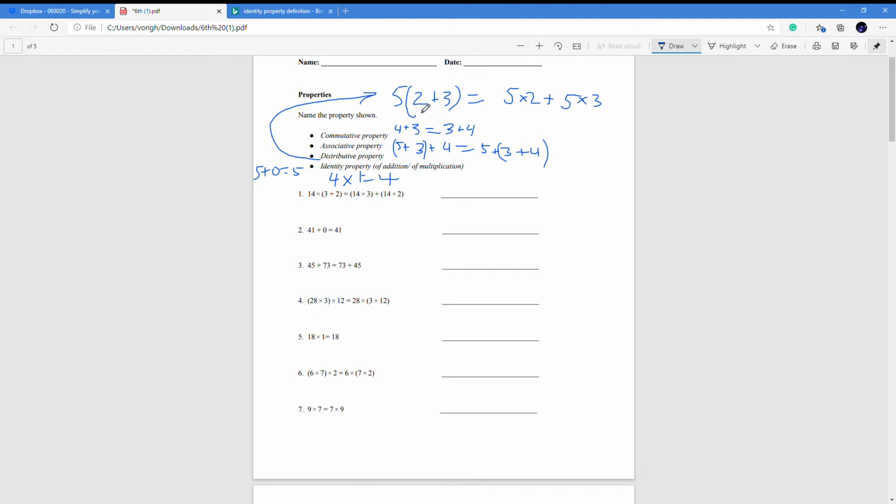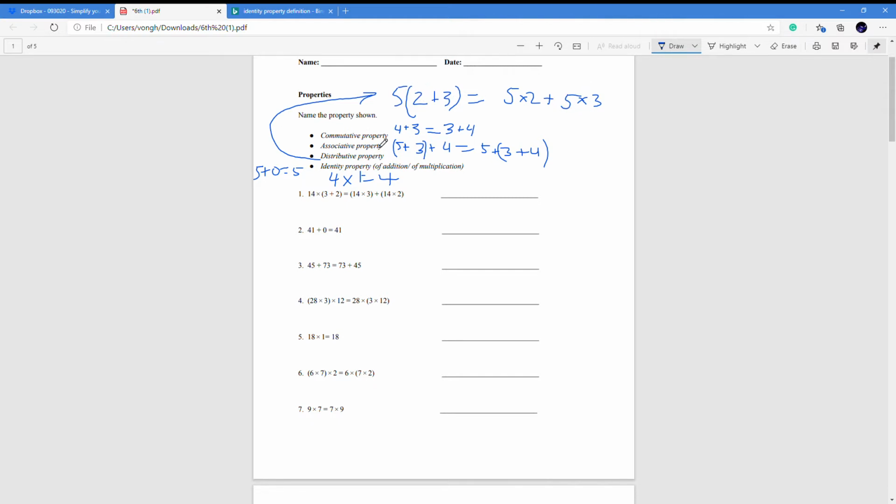And the distributive property is basically, here you have 5 times 2 plus 3, and on the other side you have 5 times 2, 5 times 3. Basically, you just distribute the 5 to the 2 and to the 3, like that.